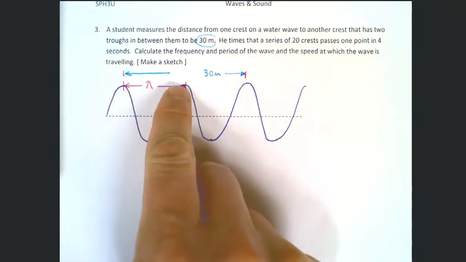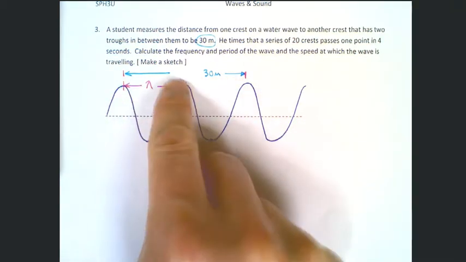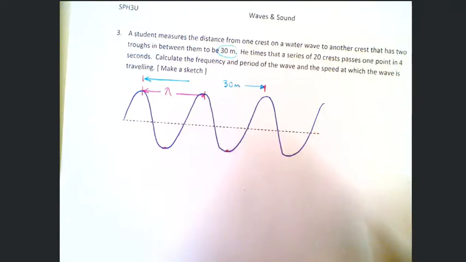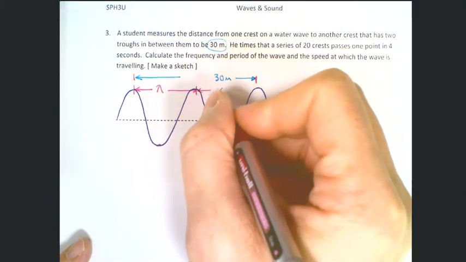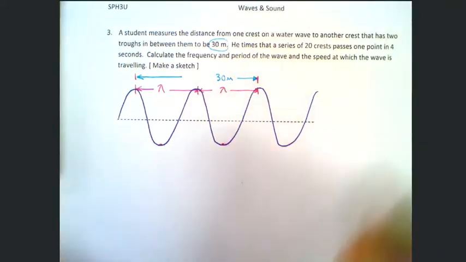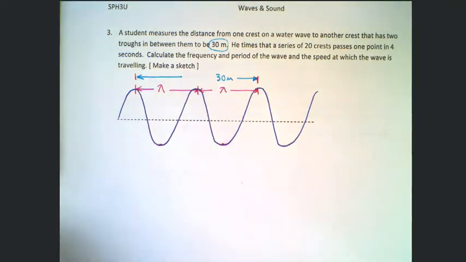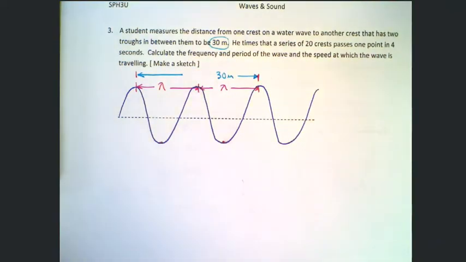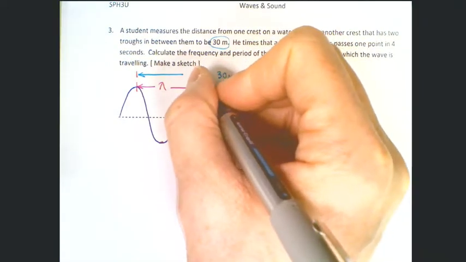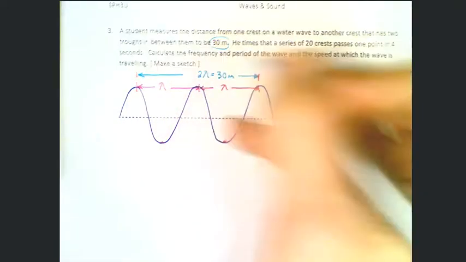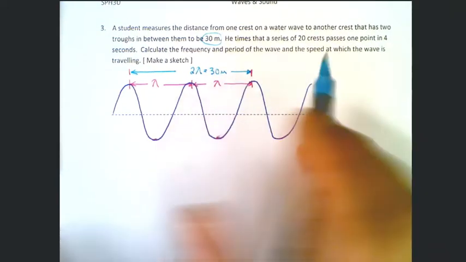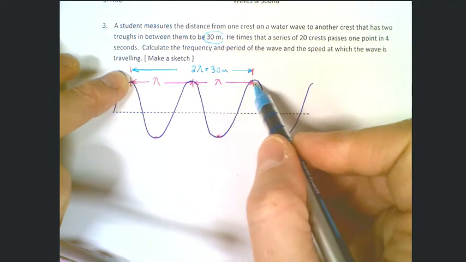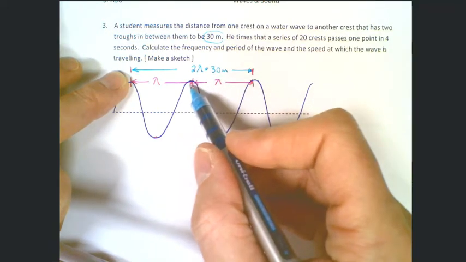Well, 1 crest, 2 crests, that's 1 cycle, 2 cycles. So 2 cycles have gone by. Well, in 2 cycles, we know there would be 2 wavelengths. So 2 cycles would be 2 wavelengths. So we know that really this 30 meters is 2 wavelengths. So 2 wavelengths is 30 meters. Well, if that's 30 and there's 2 of them, we know that one of the wavelengths is 15.